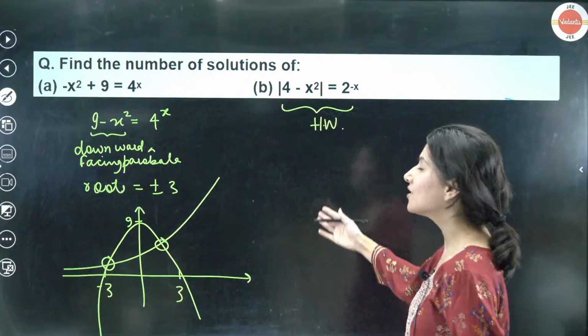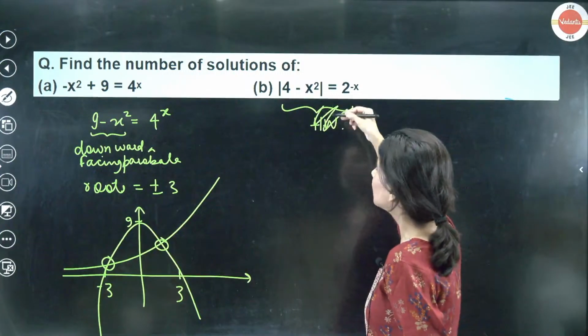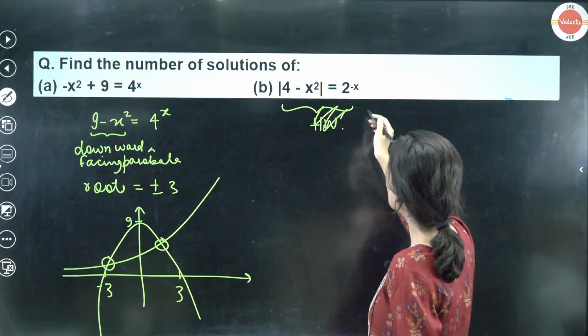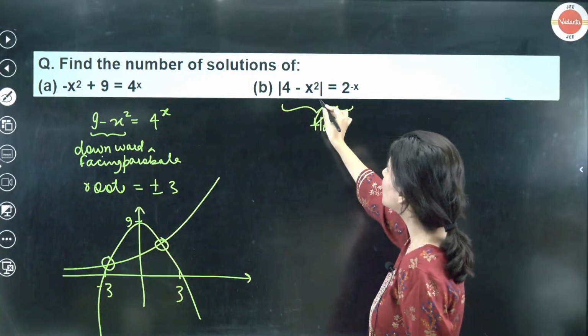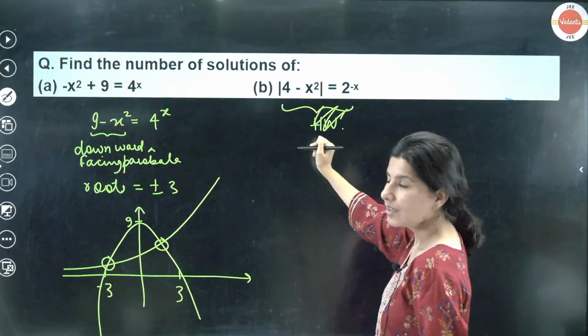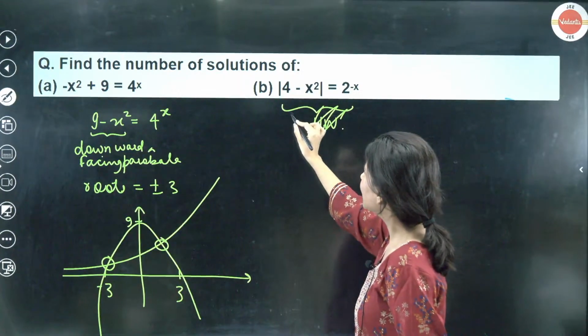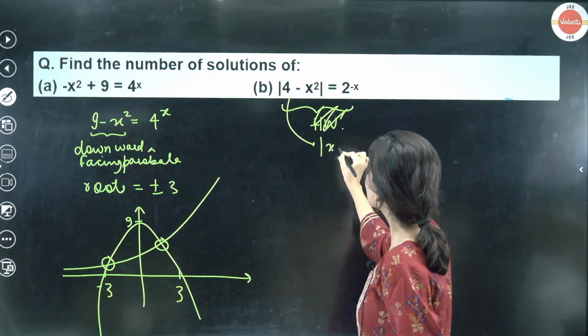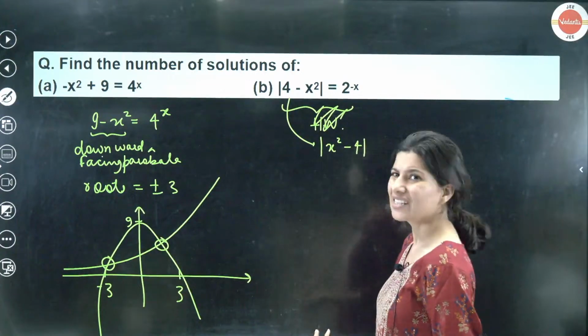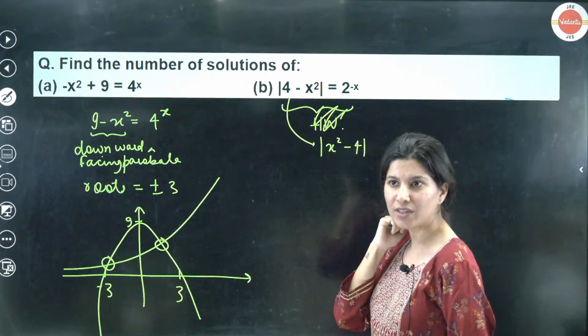Now let us do it right away. Next question: mod of 4 minus x square is equal to this. So first of all, mod of 4 minus x square. Tell me one thing, can I just write it as mod of x square minus 4? Same thing, na? Because we are inside the modulus.